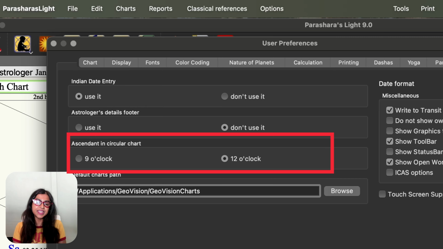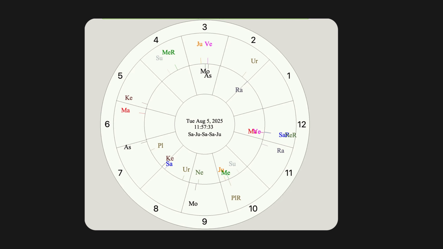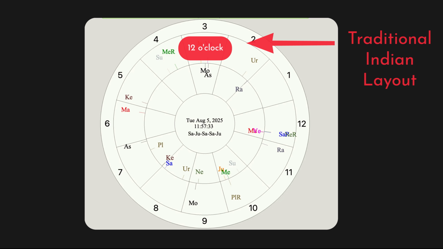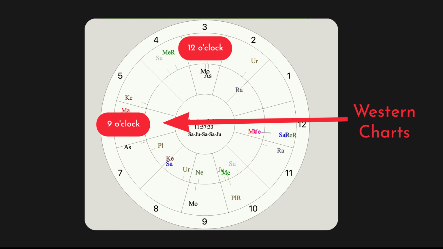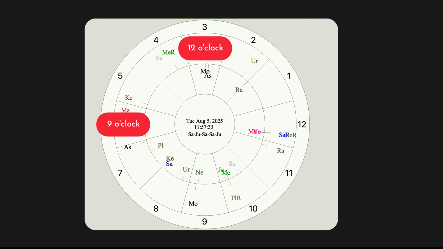The next one is Ascendant in Circular Chart. This controls where the ascendant appears in circular charts, which is the transit chart or the Western chart. Traditional Indian layout places the ascendant at 12 o'clock, while the 9 o'clock position is more common with Western charts. Again, this is just a personal preference. Choose one that aligns with your training or your visual preference.